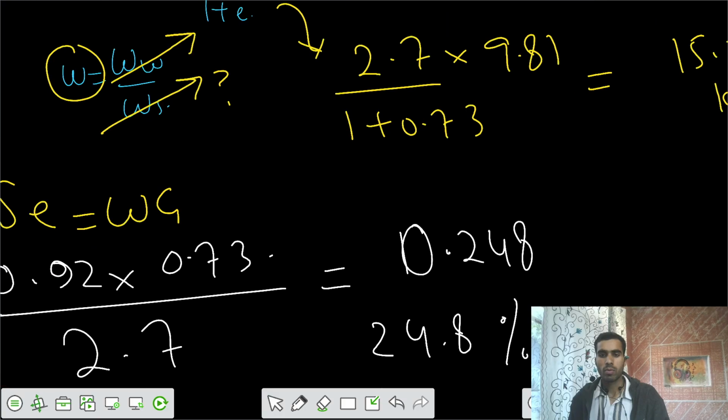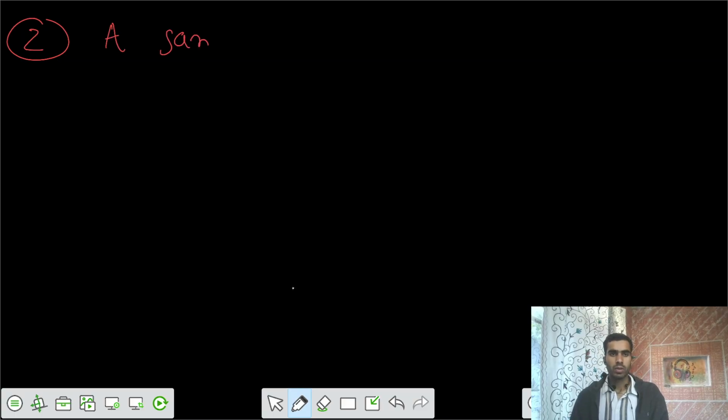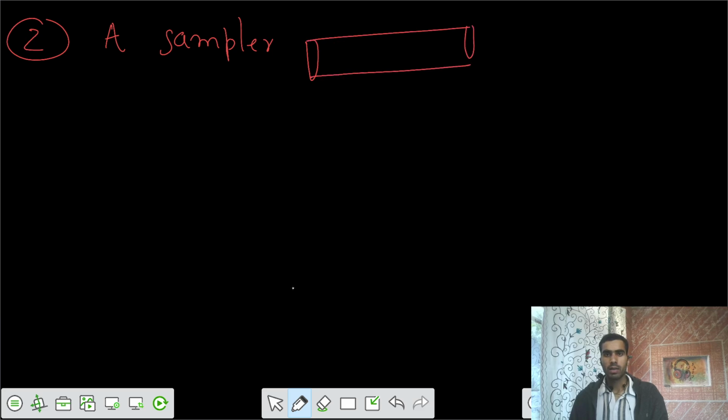Okay, let's go for the second problem. We have a sampler provided to you. A sampler is a small tool that's used to collect the material when we perform site investigation.